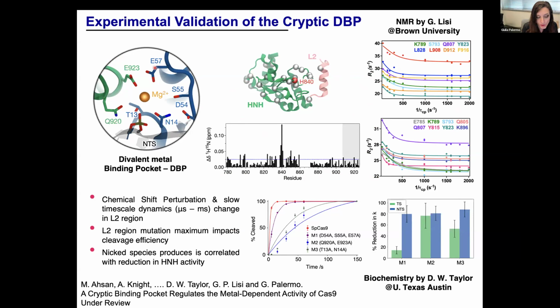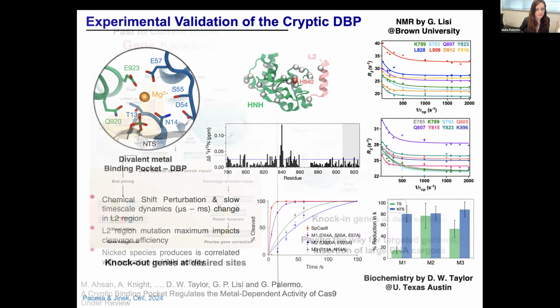And also important, while mutating these residues, the catalysis of the target strand is hampered, counter-proving that the formation of this cryptic pocket is very important for the activation of HNH for cleavage.